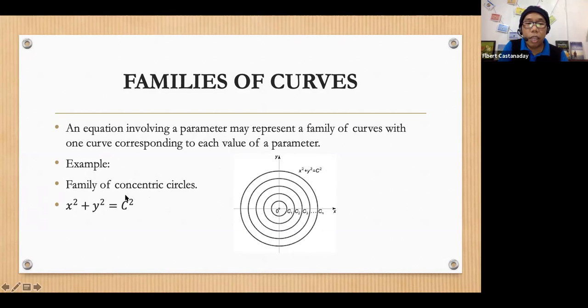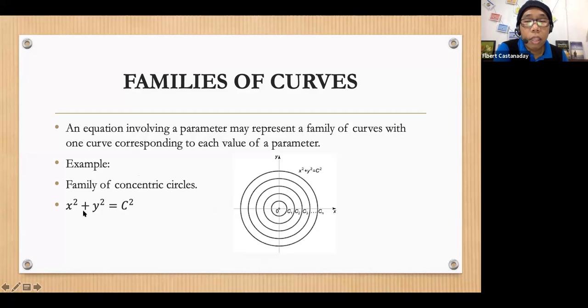I think na-mention ko na rin to last time. So a family of concentric circles. In this case, pag sinabi kasing concentric circles, these are circles na merong isang center lang. So dapat kulang pa yung definition. Dapat concentric circles na yung center ay nasa origin.